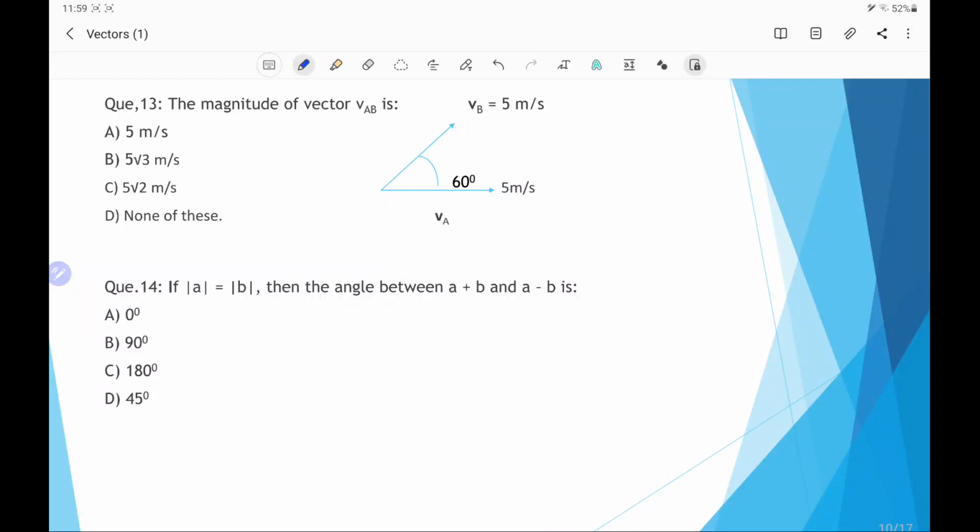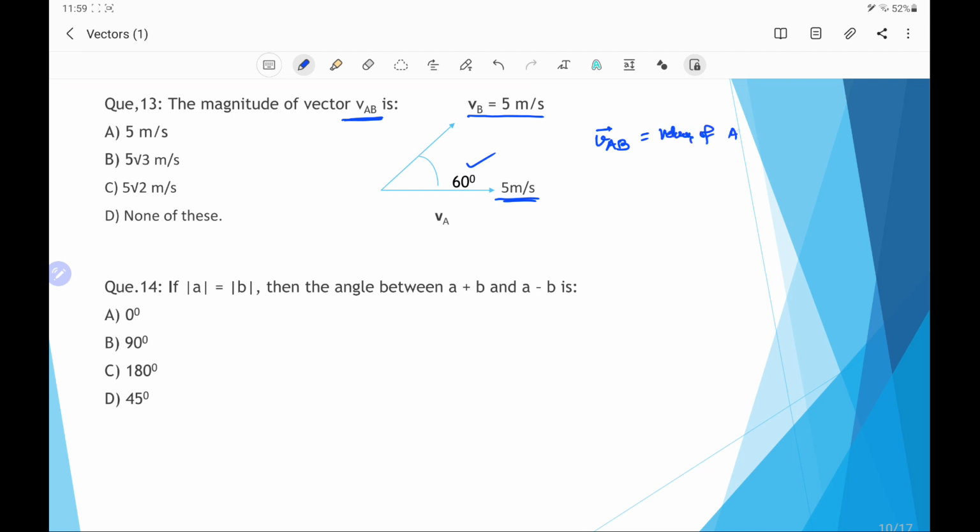Next question is, the magnitude of the vector VAB, where the velocity vector VA is 5 meter per second as shown in the figure, and VB is 5 meter per second, and the angle between these two vectors is 60 degree.